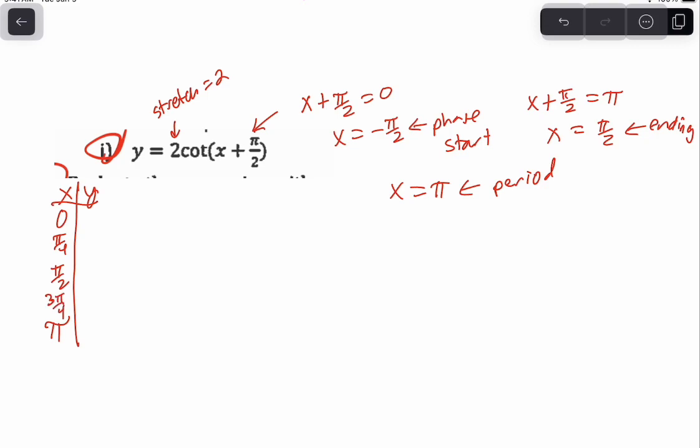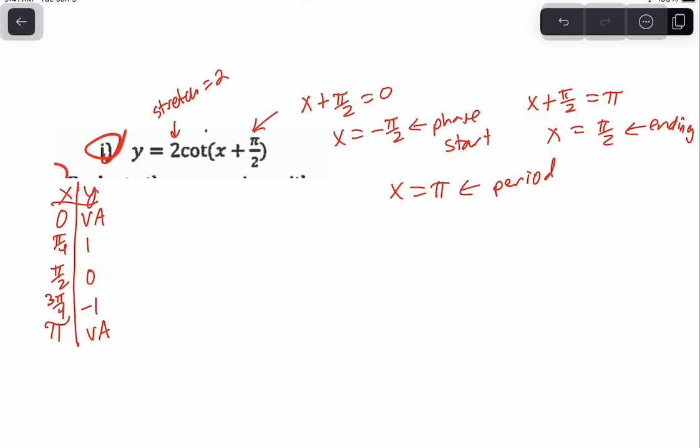Now remember that the tangent was y over x. The cotangent is x over y. So if we go around the unit circle and we do x over y, the first thing we get is 1 over 0. So that's a vertical asymptote. And then we get 1, and then we get 0, and then we get -1, and then we get a vertical asymptote again.